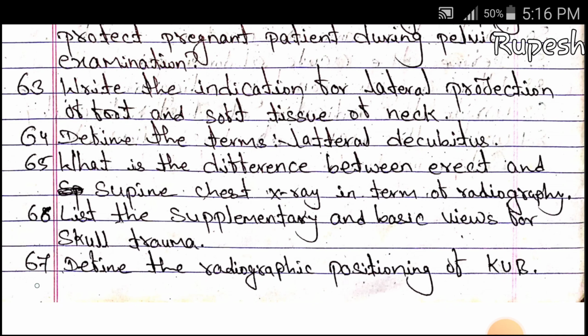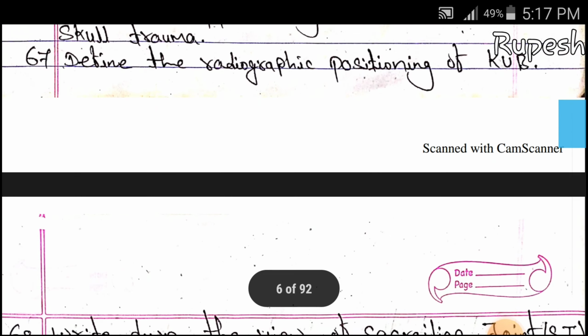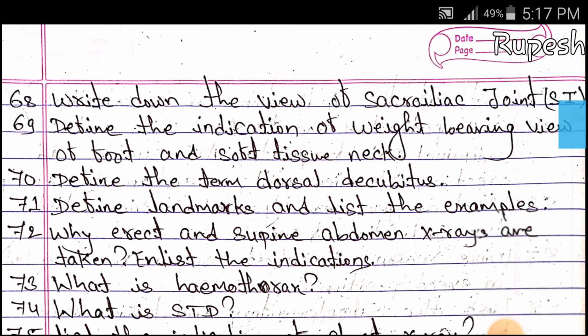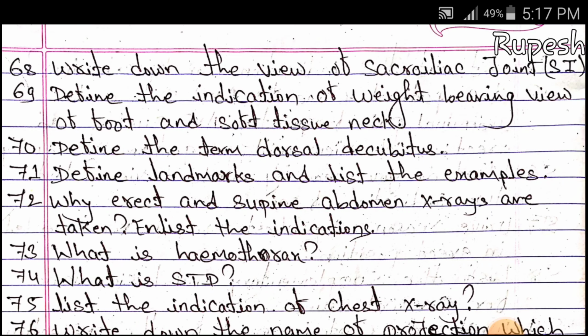Question number 67. Define the radiographic positioning of KUB. Question number 68. Write down the view of sacroiliac joint.